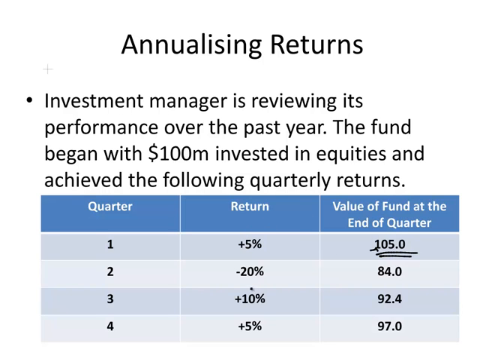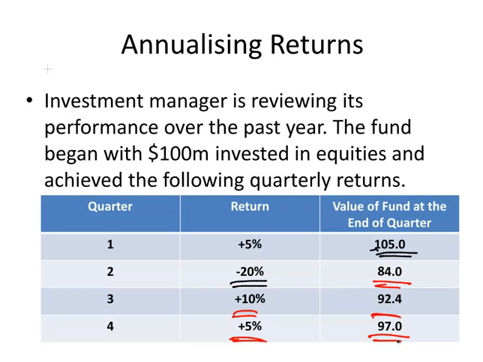In the second quarter, things didn't go so well. The fund lost 20% of the value, and at the end of the second quarter, it was 84 million. But then things began to pick up. Third quarter, plus 10%, and it went up to 92.4 million. Not quite as dramatic, but another improvement, up to 97 million.